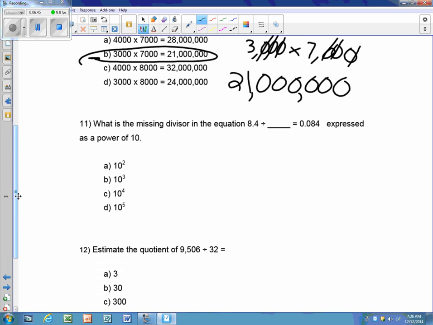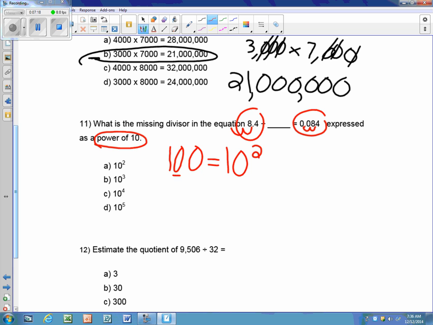Number 11, what is the missing divisor in the equation 8 4/10 divided by something equals 84 thousandths expressed as a power of 10? Well, first we're going to figure out how to get from this to this. And if I look at this, if I take 2 jumps, my number would match this right here. Or I can look at it the other way. Either way, it's 2 jumps. 2 jumps tells me it's 100, and 100 equals 10 to the second power because there's 2 zeros.